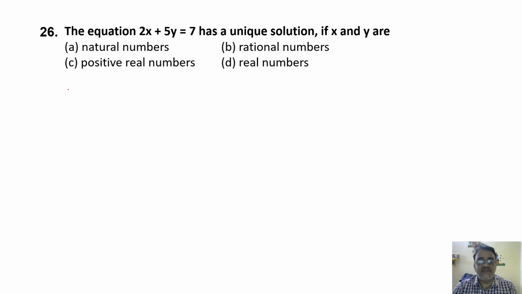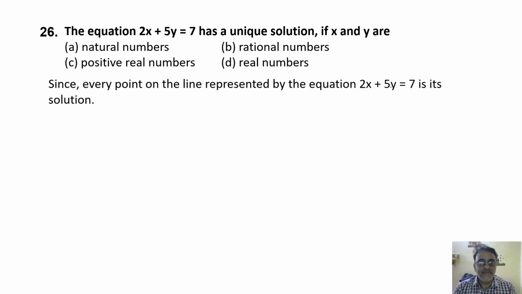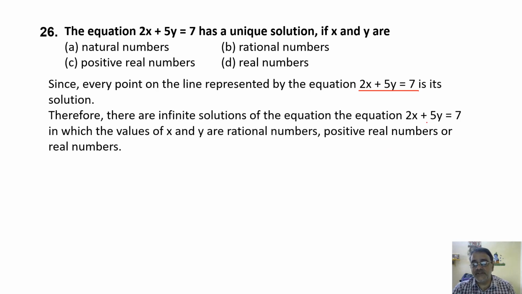The equation 2x plus 5y is equals to 7 has a unique solution if x and y are dash. So since point on a line is represented by the equation, अगर हम लोग रियल नंबर की बात करें तो इसके बहुत सारे सॉल्यूशंस हो सकते हैं, infinitely many solutions. Okay, so since every point on the line represented by the equation 2x plus 5y is equals to 7 is its solution. मतलब इस लाइन में जो भी पॉइंट होगा वो इसका सॉल्यूशन होगा. Therefore there are infinitely many solutions of the equation 2x plus 5y is equals to 7 in which the values of x and y are rational numbers, positive real numbers or real numbers. So कुछ भी हो सकता है.